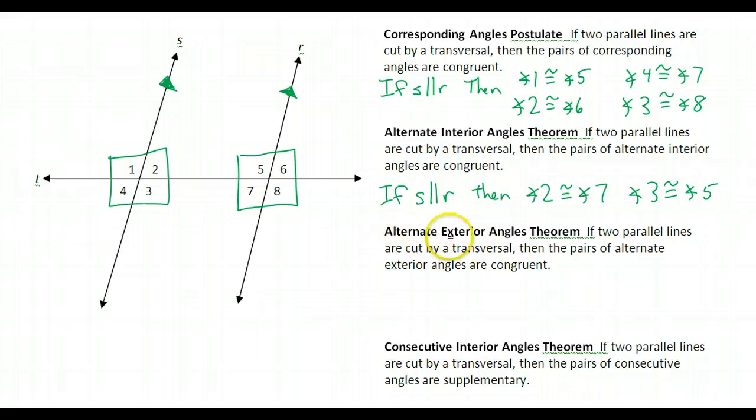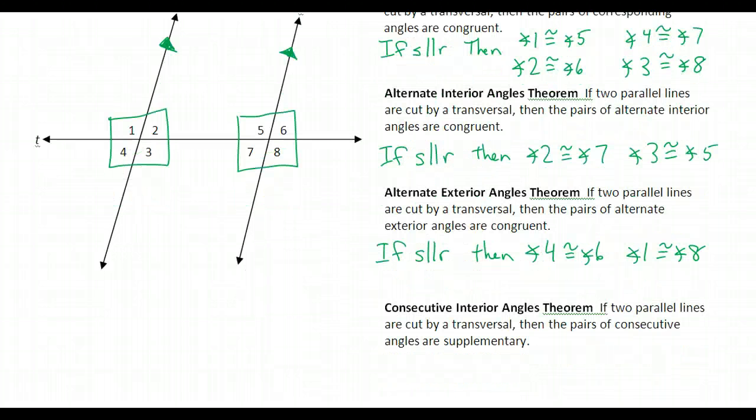I can do the same thing with my alternate exterior angles, like 4 and 6. If I slide these angles down, 4 and 7 will be congruent, and 6 and 7 are vertical, so they're congruent. So 4 is congruent to 7, and 6 is congruent to 7, so 4 and 6 have to also be congruent. So my alternate exterior angles, angle 4 and angle 6, and angle 1 and angle 8 will be congruent.